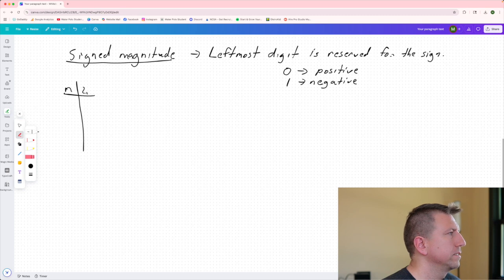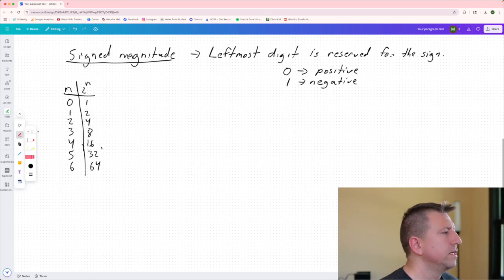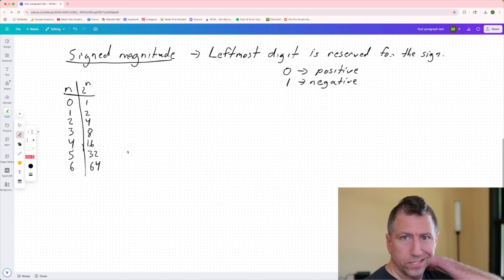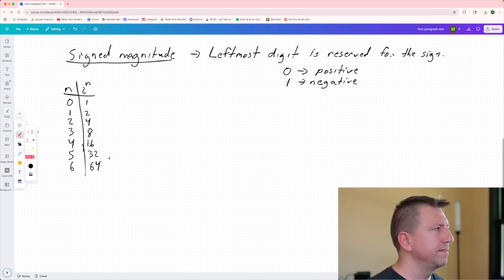All right, so let's go ahead and make our table again here. We got n, 2 to the n. So this time, we only have 7 digits that we can use, and the 8th one is reserved for the sign. So we have 1, 2, 4, 8, 16, 32, and 64. So you can see that we have a smaller range, and so we can't get up to 255 with this set of digits. We can only get up to 127. So our range has been halved, if you will, because we're reserving one of the digits for the sign.